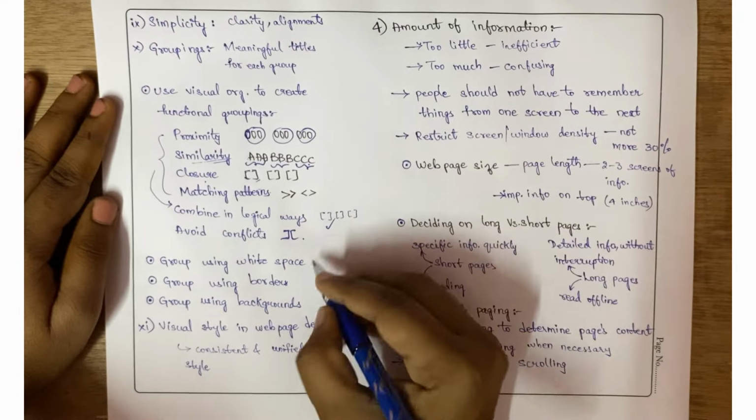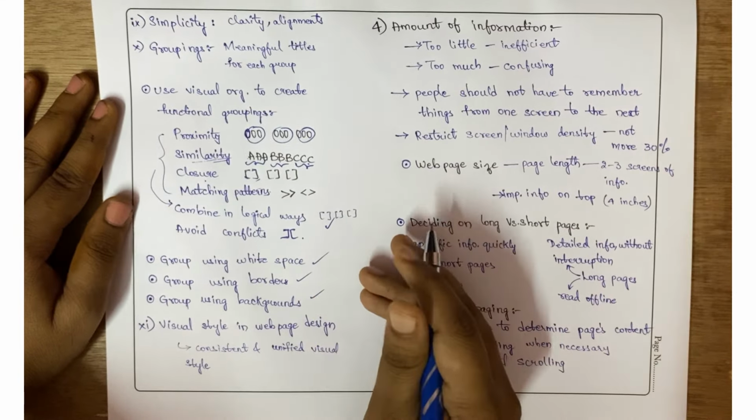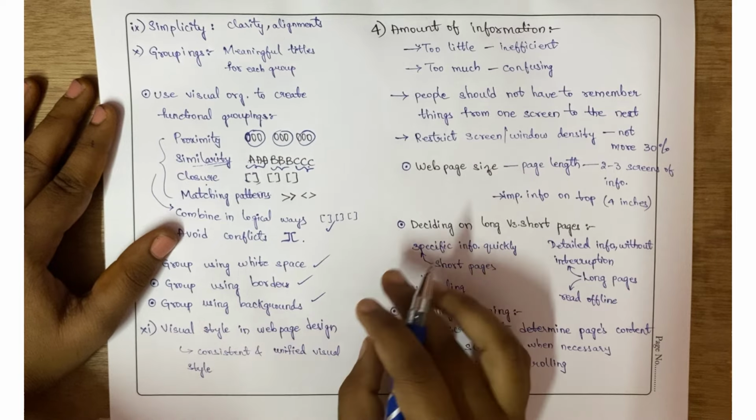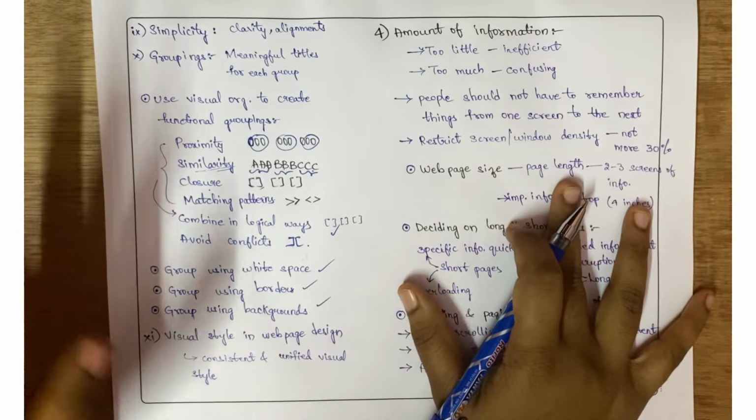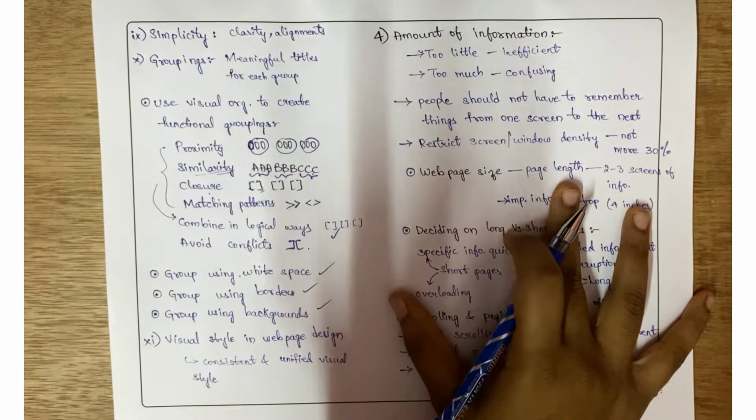And you may group with white spaces, you may group with borders and backgrounds. And also visual style in web page, that means you need to use proper unified visual styles. So these 11 qualities are given in the third parameter.